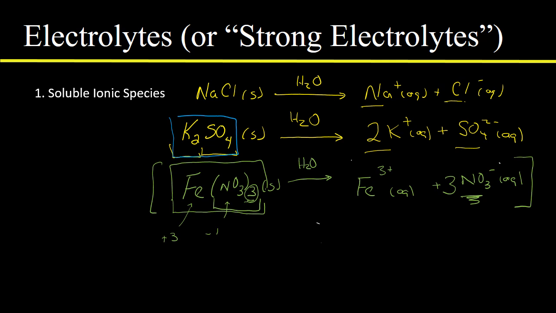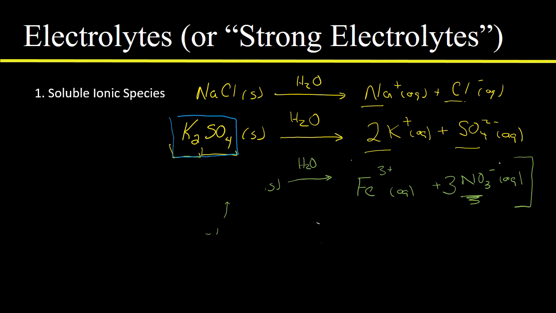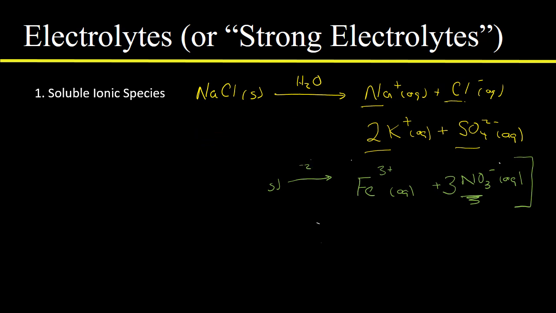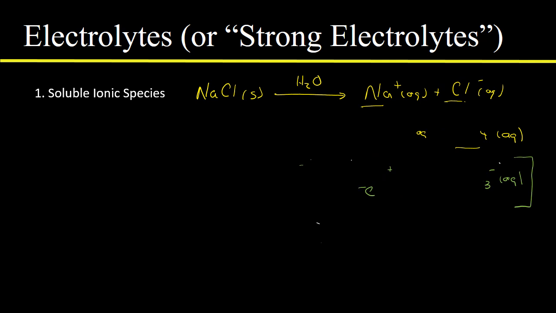All right. So that's the first group of strong electrolytes. Okay, that is, strong electrolytes are things which dissolve in water to produce ions. The first group are soluble ionic compounds. And I mentioned in the next video, you'll get a bunch of rules for determining which things are soluble.